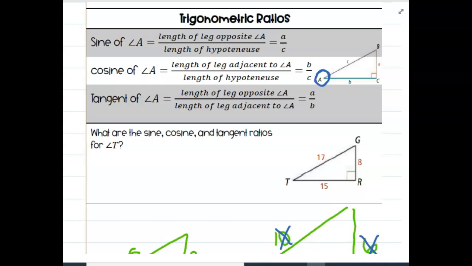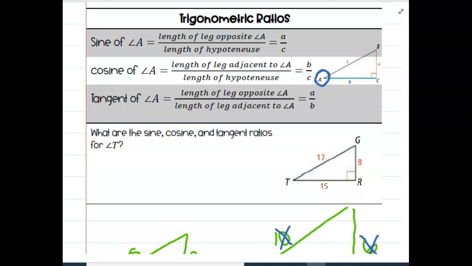And then it also works for what's called tangent. So tangent would be the length of the leg opposite, which would be A, over the length of the leg adjacent, which we talked about is going to be B. So this ratio, once again, A over B, whatever those numbers are, that ratio is going to be the same for every single right triangle that has that angle measure. Okay? So one of the things we're going to be doing today is putting these ratios to work.